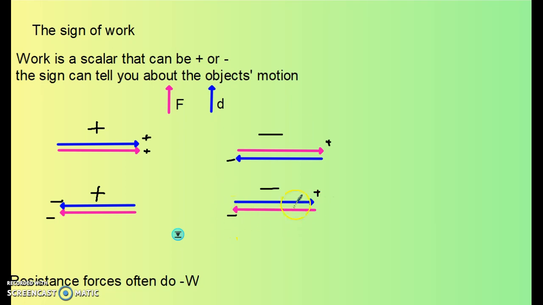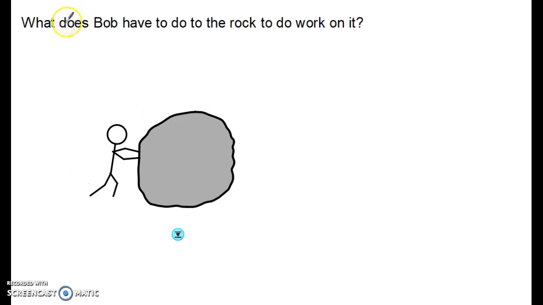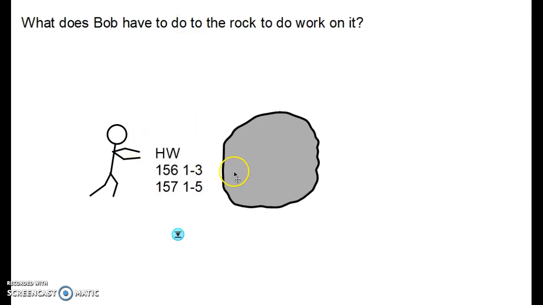Well, for this to be true, you're probably talking about a resistance force. For example, if you're pushing a desk to the left, friction is to the right. Or go vertical with this, as you fall downwards, air resistance pushes upwards. These are resistance forces, and resistance forces do negative work. So what does Bob have to do to this rock to do work on the rock? Well, you'd say, Bob has to move the rock, and boom, there's the homework that you're responsible for associated with this assignment.